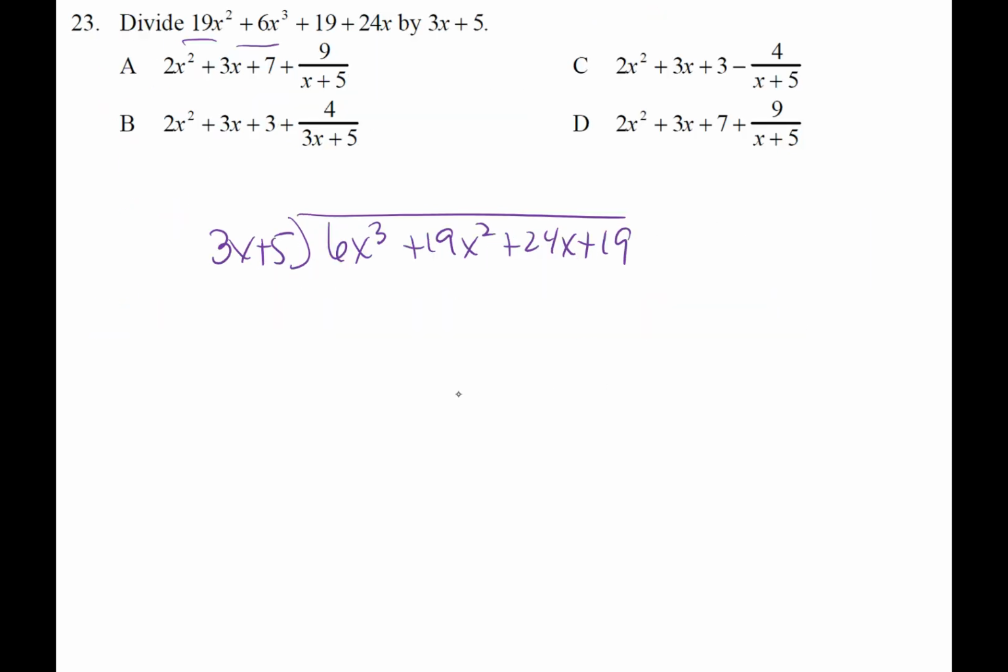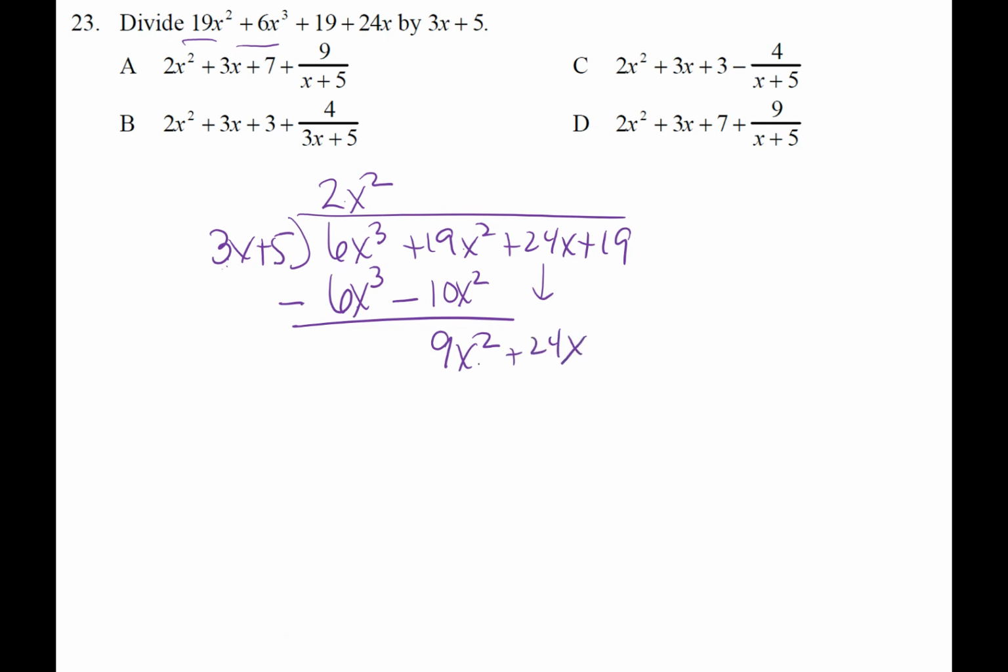Then you've got to ask yourself, how many times does 3x divide 6x cubed? And it goes in there 2x squared. Then I'm going to distribute this through. 2x squared times 3x is 6x cubed. 2x squared times 5x is 10x squared. Then we switch our signs because we're going to subtract. The 6x cubes cancel. 19x squared minus 10x squared is 9x squared, and we're going to drop down the 24x.